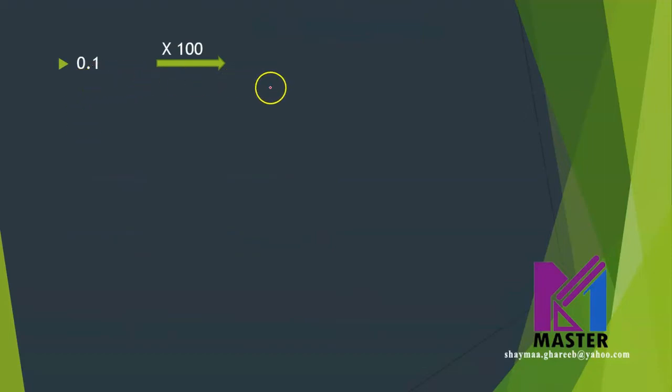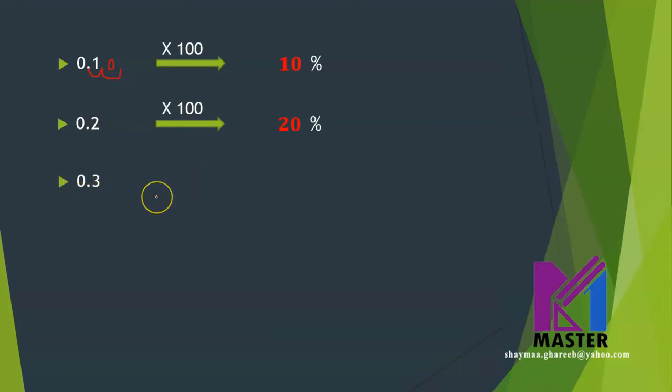0.1, if I want to change it, it will be, what do you think? Yes, it will be 10%. Why? If you move the decimal point 2 places, it will be the number 10. 0.2, when I multiply it by 100, it will give me 20%. 0.3 means 30%. And remember, 0.2 is same as 0.20 or 20 hundredths, and 0.3 is same as or equal to 0.30 or 30 hundredths.